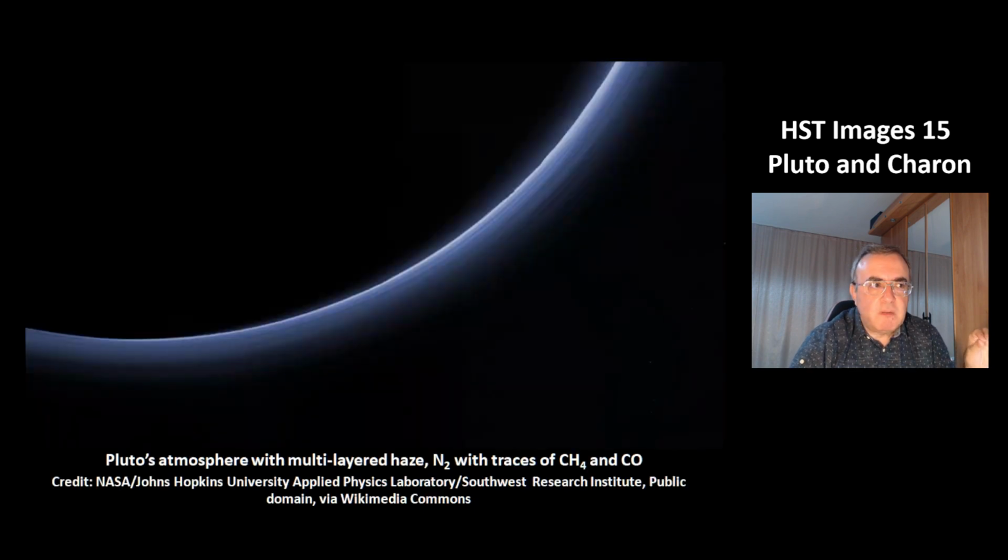This is a nice picture of Pluto's atmosphere and its multi-layered haze. The atmosphere contains nitrogen and traces of methane and carbon monoxide.